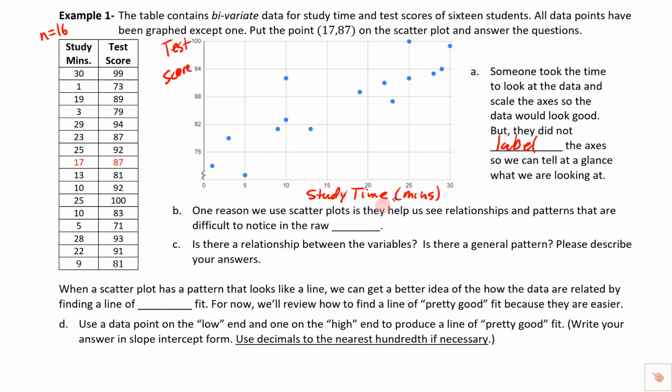Okay, so we've got this scaled, we've got it labeled, and then 17 minutes of study time, in this case, corresponded to 87% on the test, or a score of 87. So that's going to be somewhere about right there. So there's our 17,87. All right.